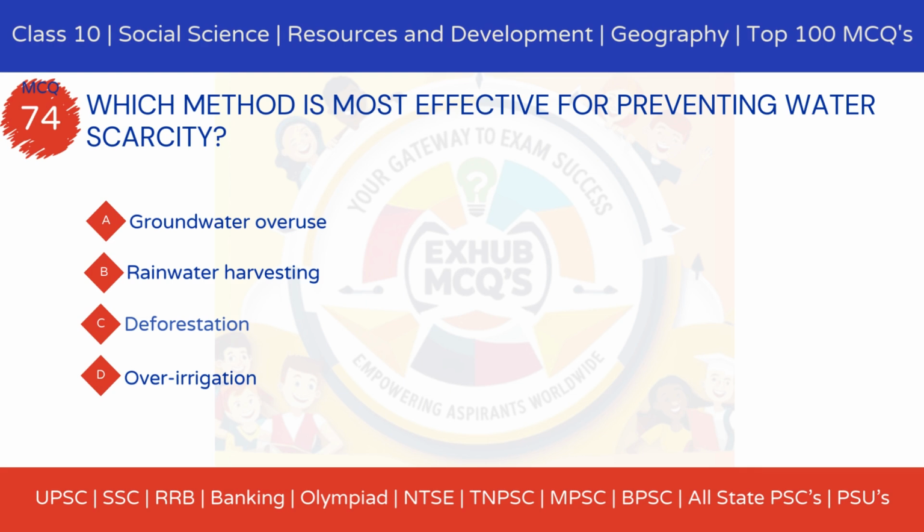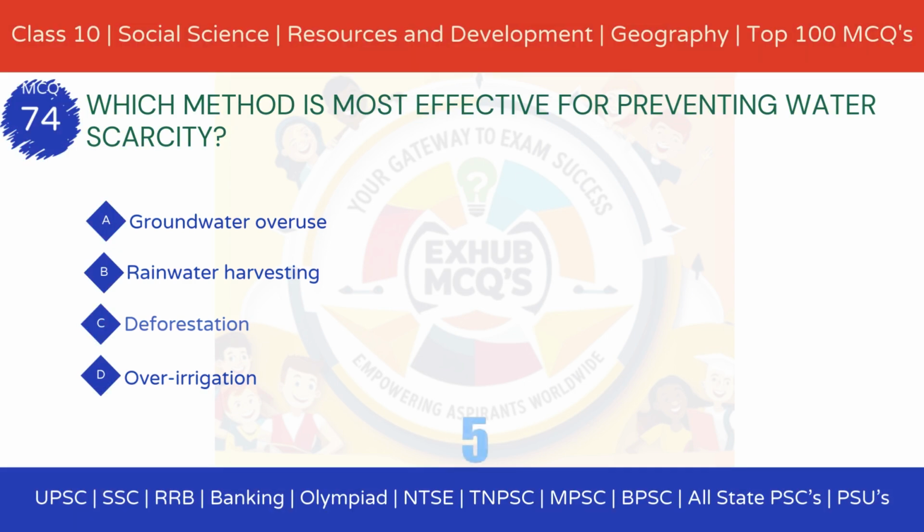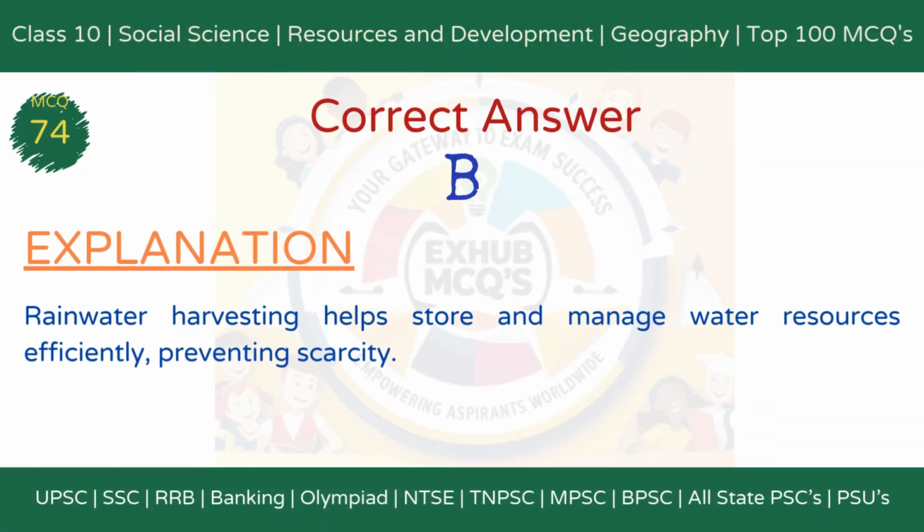Option A, groundwater overuse. Option B, rainwater harvesting. Option C, deforestation. Option D, over-irrigation. The correct answer is option B, rainwater harvesting. Explanation: rainwater harvesting helps store and manage water resources efficiently, preventing scarcity.